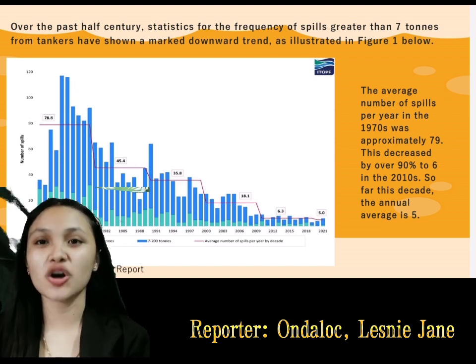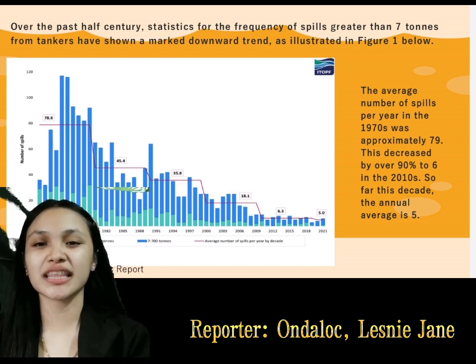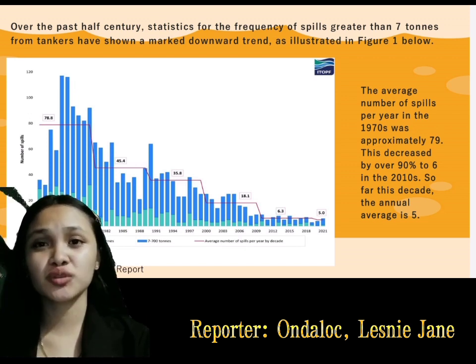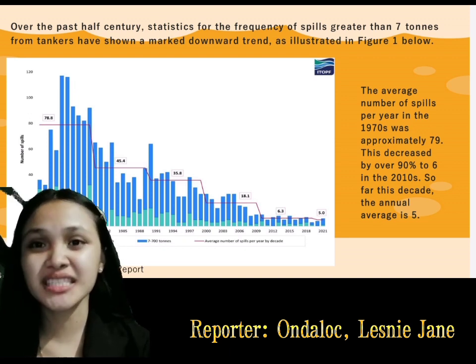Approximately 79 spills occurred on average each year in the 1970s. In the 2010s, this dropped by more than 90%, to 6. The average yearly output for this decade is 5.